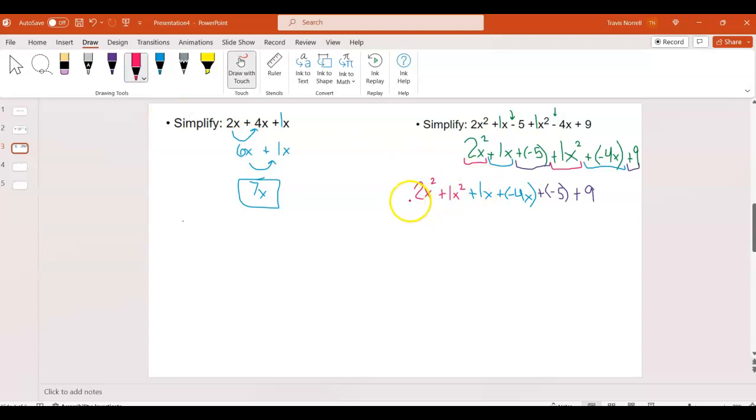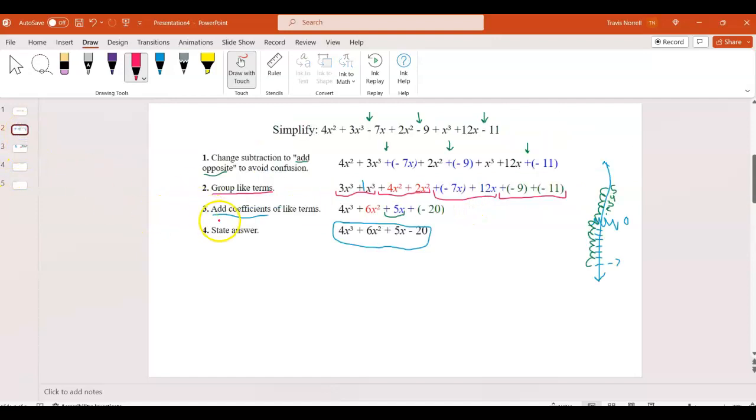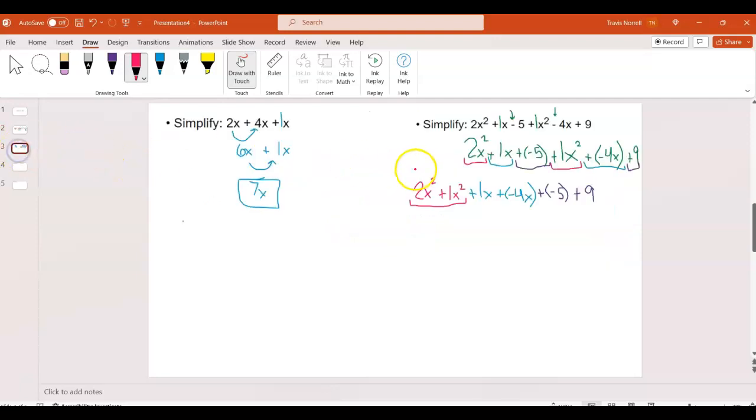So the first thing here is positive 2x squared plus 1x squared. We will now add coefficients of like terms. Remember, the coefficients are the values in front of the variables. So we have positive 2 plus positive 1, which would give me positive 3x squared. Keep the same variable with the exponent. We don't change that when we're combining like terms.